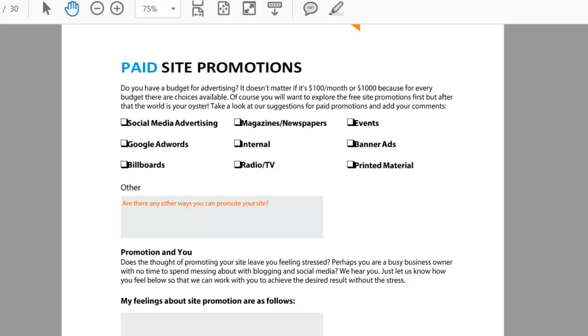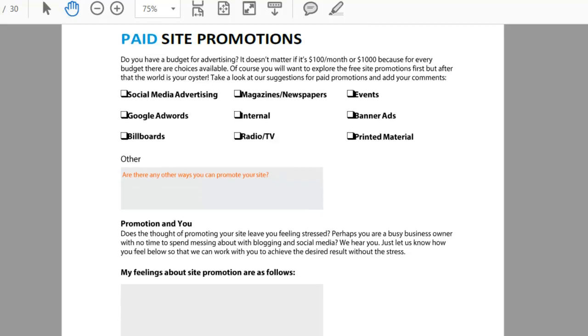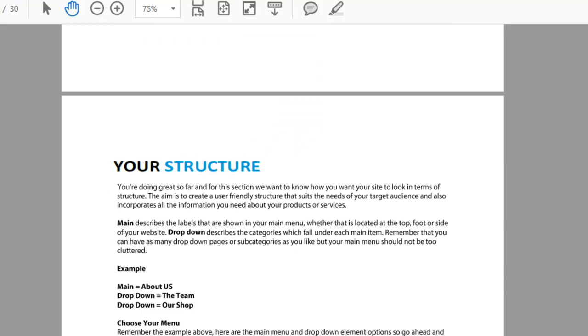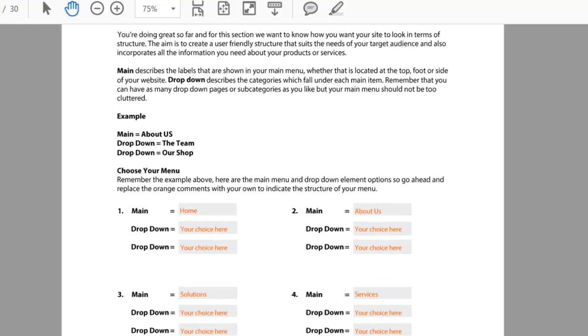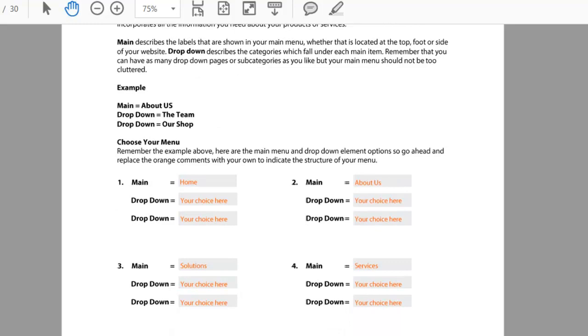So you're not coming back later on and having to rethink and redo. And then we go down through to the structure, and this is where we really start getting the rubber on the road. So just go through here and just choose the actual pages that you want. The main menu could be an About Us, for example, and then your drop down might be the team or our shop, things like that. So think about that, and this just helps you to plan out your site structure.